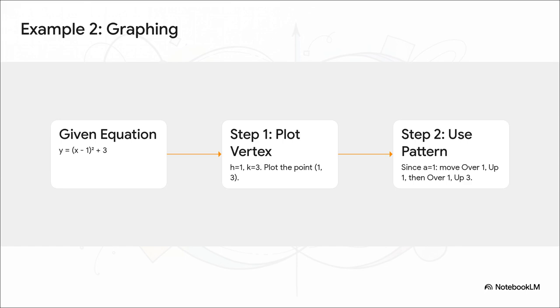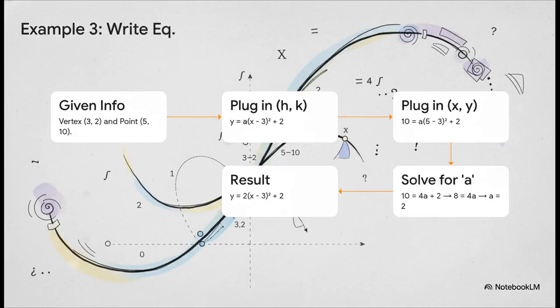Go back to the vertex, go over 2, up 4. You mirror those points on the other side, connect the dots, and you've got a perfect parabola. It's that fast. We can even work backwards, which is really cool. So say we know the vertex is at (3, 2), and we know the parabola goes through some other point like (5, 10). We can actually build the entire equation.